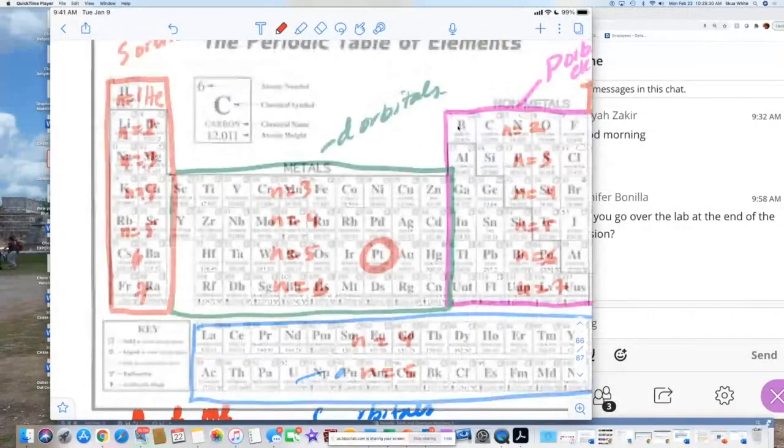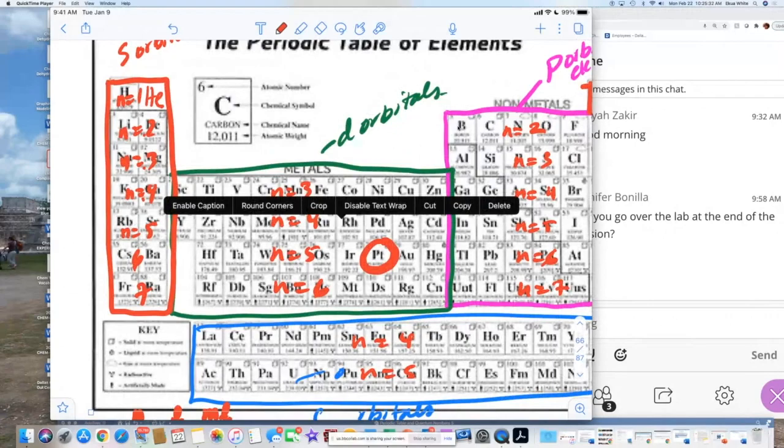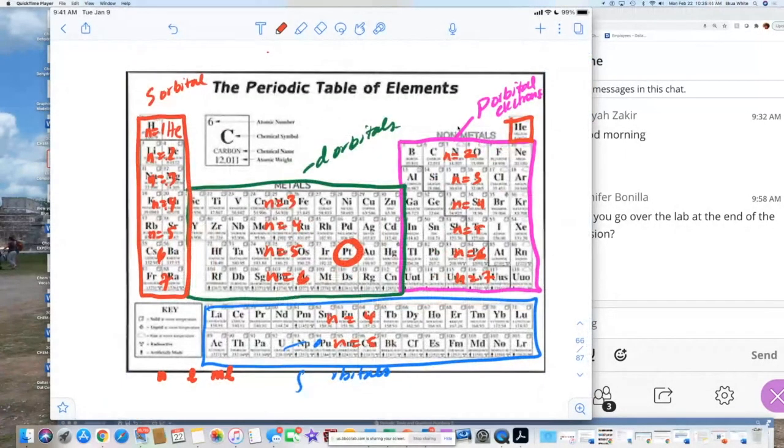Oops. This is L. Why won't it allow me to write? I'm not trying to do anything. Enable caption, I don't know what that is. Disable caption. Hold on, I pressed something by mistake. Okay, right there.